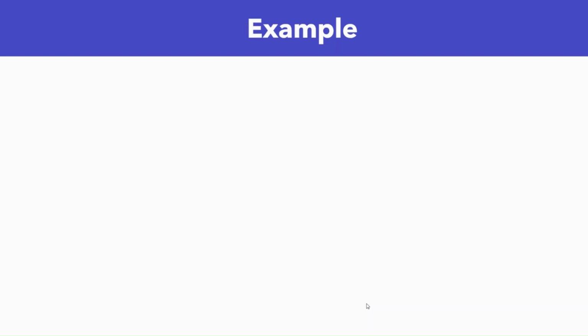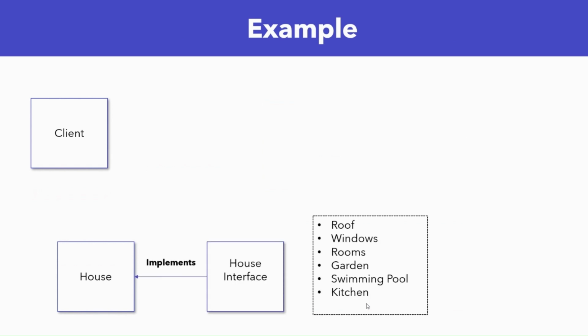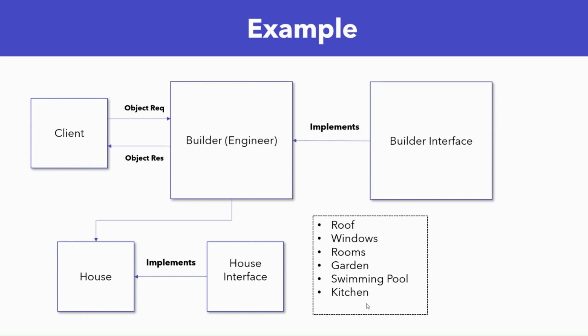So let me explain how the builder pattern works here. Think like a client is planning to build a house. So what we will have is the blueprint of the house that is going to be created. The blueprint includes a roof, windows and rooms, garden, swimming pool and kitchen. So what the client will do is approach the engineer.